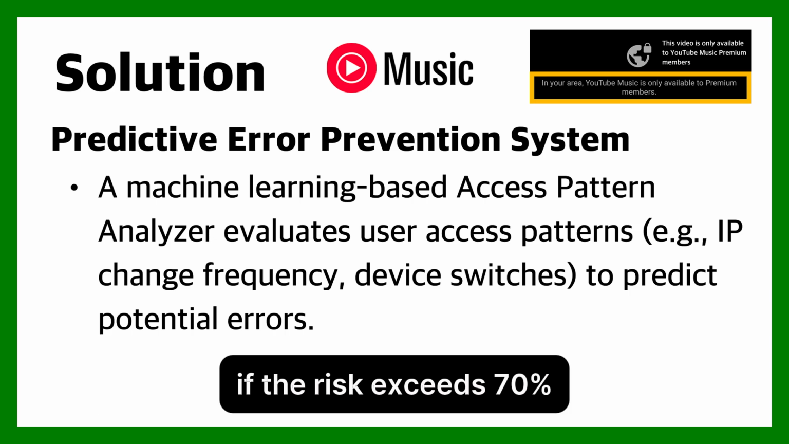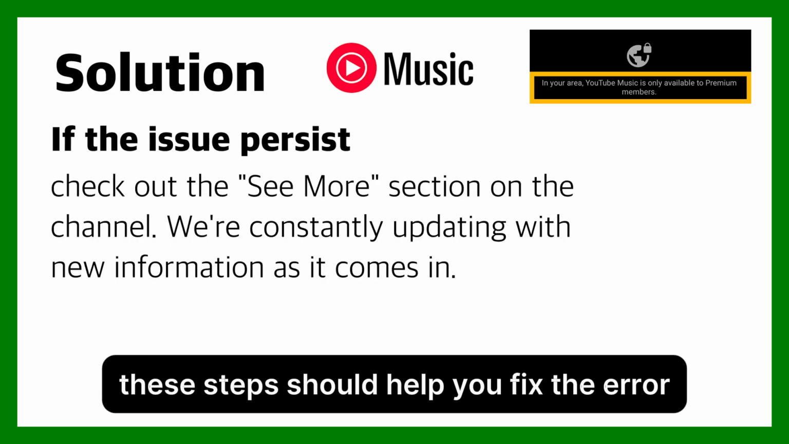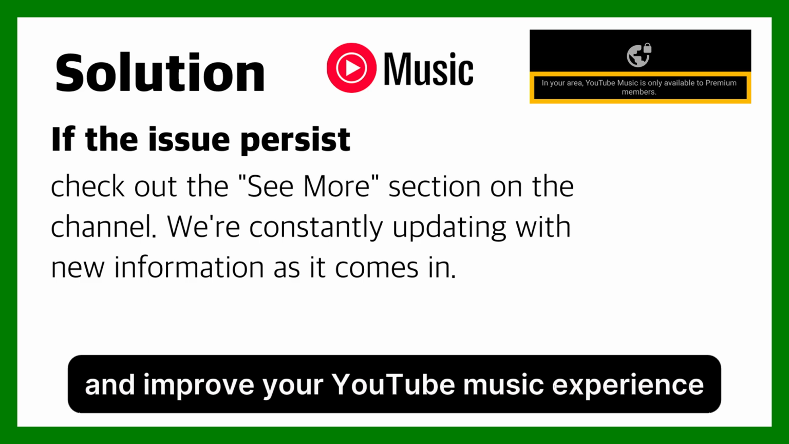A machine learning-based access pattern analyzer predicts errors by analyzing IP changes and device switches, providing preemptive warnings and guides if the risk exceeds 70%. These steps should help you fix the error and improve your YouTube Music experience.